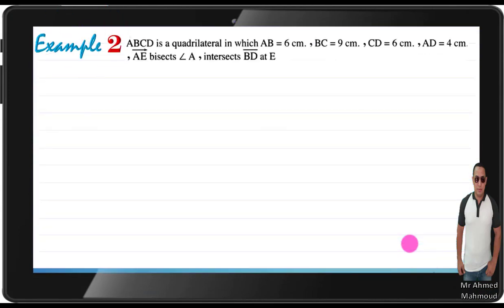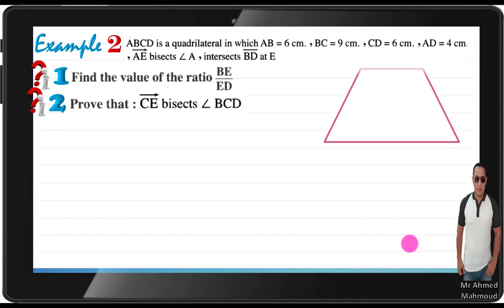Now we have example 2. ABCD is a quadrilateral, so I'm going to draw a quadrilateral like this and call it ABCD: A, B, C, D. In it, AB equals 6 centimeters, BC equals 9 centimeters, DC equals 6 centimeters, AD equals 4 centimeters.